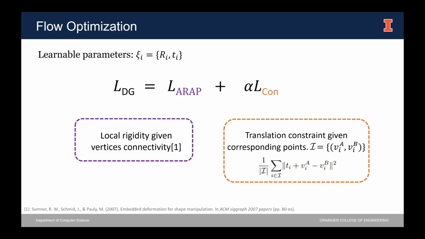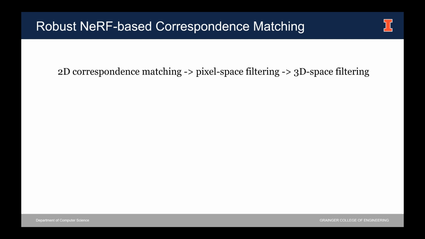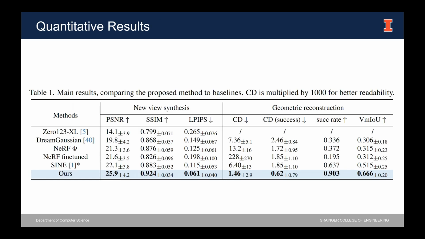Now let's discuss how to get the corresponding point set. We first find 2D correspondences between the transformed RGB view and original NeRF-produced renders, then filter in pixel space. Then we lift the pixel correspondences to 3D and filter the false positives in 3D space. For more details, please check our supplemental video. Now let's move to our results.